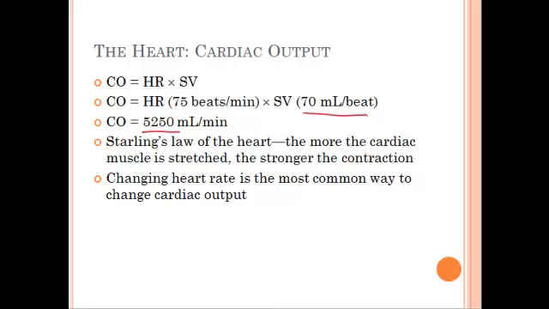So that's pretty amazing. That means that as many minutes as there are in a day, that's how many times the blood in your body is being sent around, because of cardiac output.